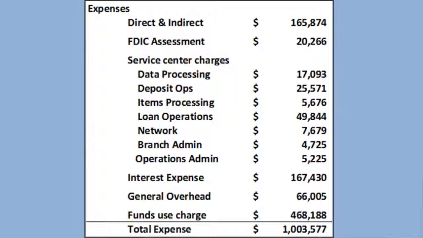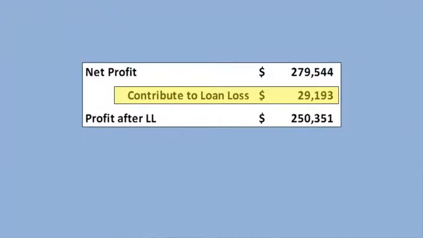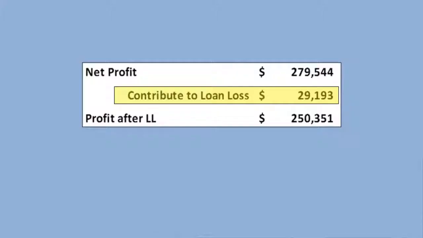And that brings us to the total expense of $1 million. Now that also shows us the difference, a net profit, and then we add a contribution to loan loss below the lines. Now be sure you understand that's the expense that's booked in the general ledger that builds the reserve. So now I have a profit after loan loss.